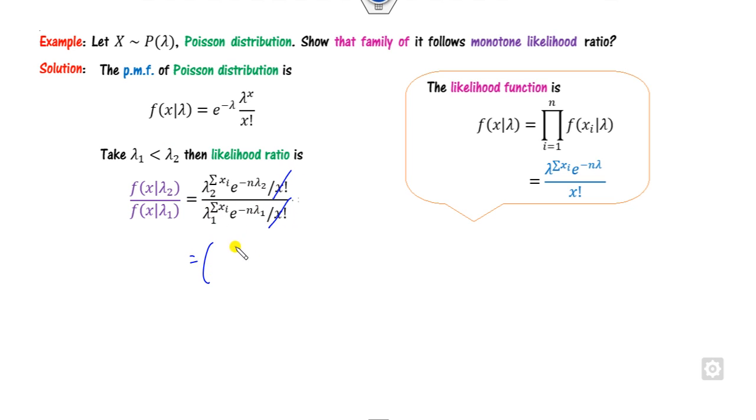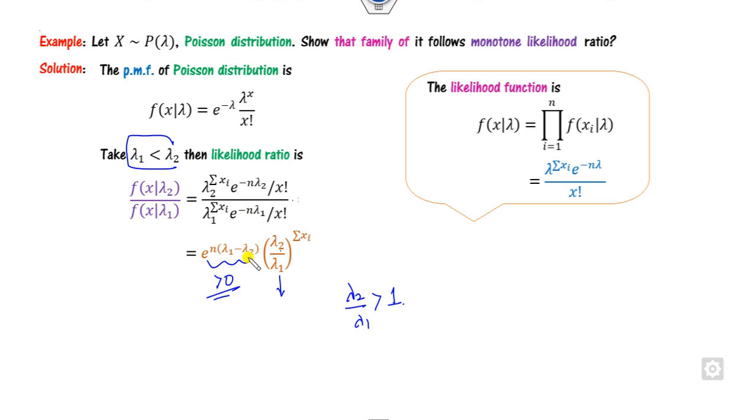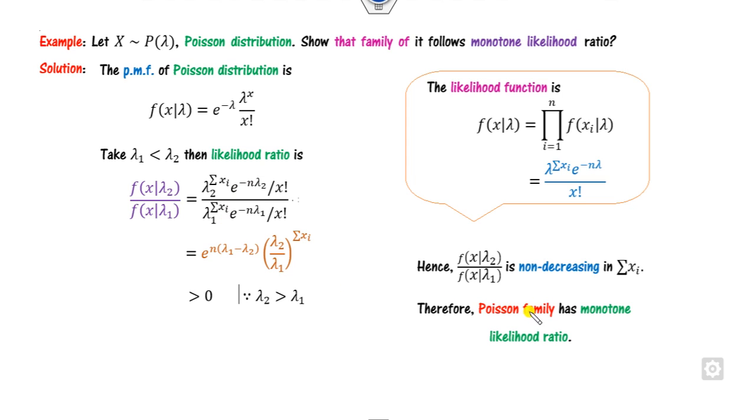I can take the summation of the xi as a common power over this, and I can take this as common, plus lambda 1 minus this. Fine. Now lambda 2 is greater than this, so this number lambda 2 over lambda 1 is a positive number, always greater than 1. This exponential part is always positive, so the product of them is always positive, which is greater than 0. It means the ratio is a monotone likelihood ratio.